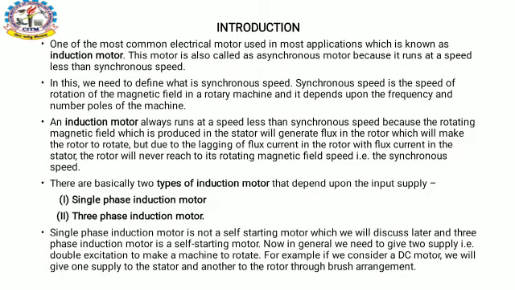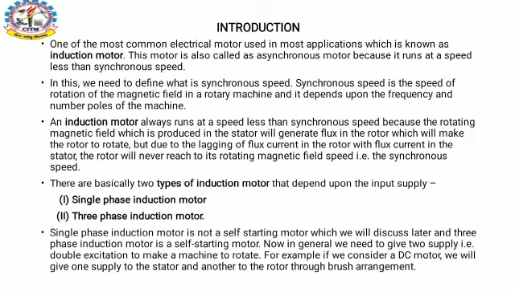I have already told you that an induction motor always runs at a speed less than synchronous speed, because the rotating magnetic field produced in the stator will generate flux in the rotor, which will make the rotor rotate. But due to the lagging of flux current in the rotor with flux current in the stator, the rotor will never reach its rotating magnetic field speed, which means the synchronous speed. Okay, I hope it's clear. Is that clear for you?